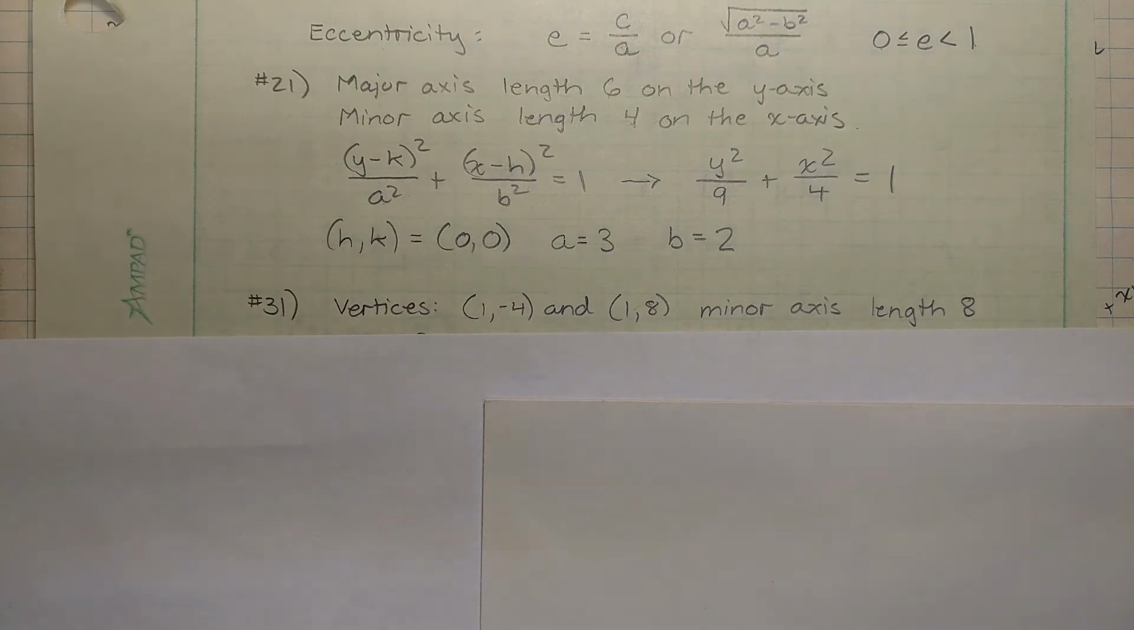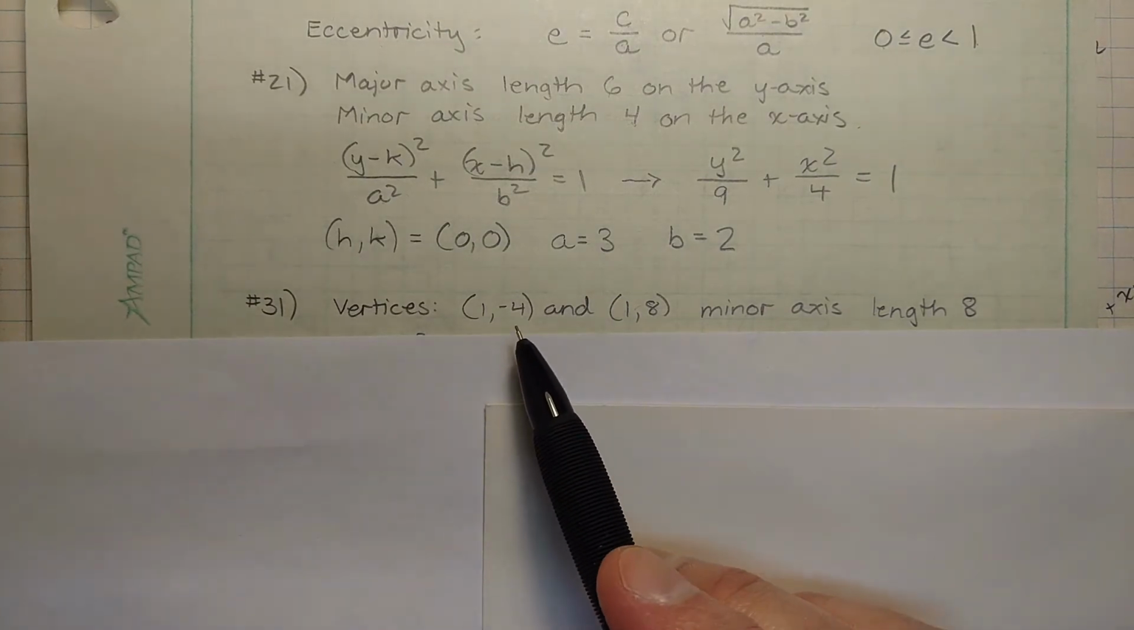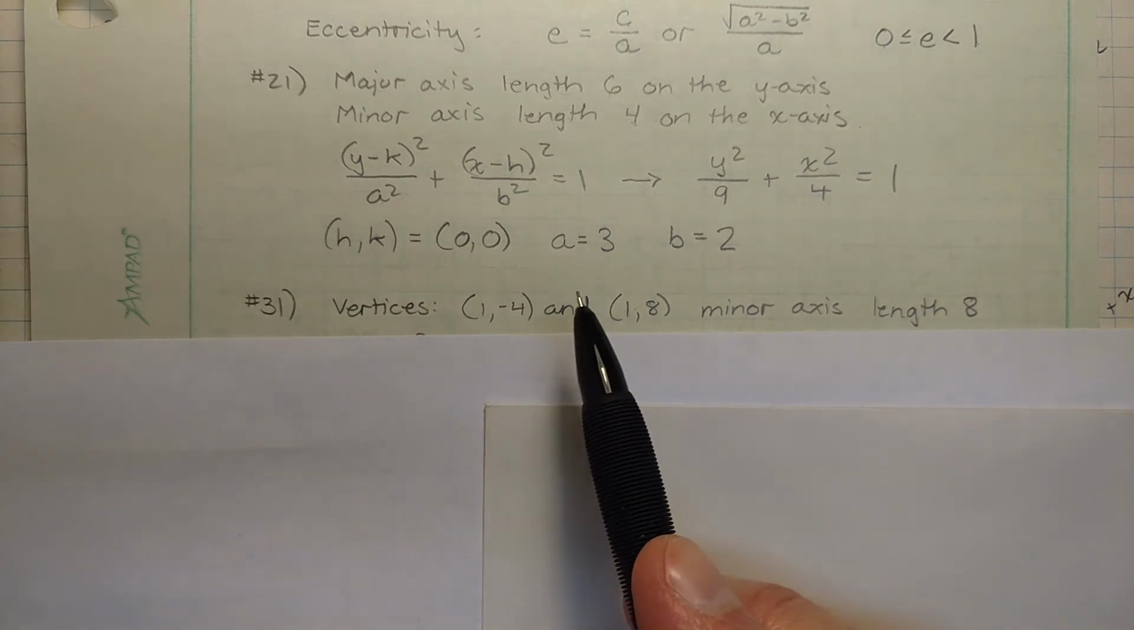I'm opening up the book to make sure that I say exactly what we are supposed to find here. So it wants us to find the equation, and basically that's all we have to do here. So the key thing here is our vertices tell us our orientation. We have to know whether it's vertical or horizontal.